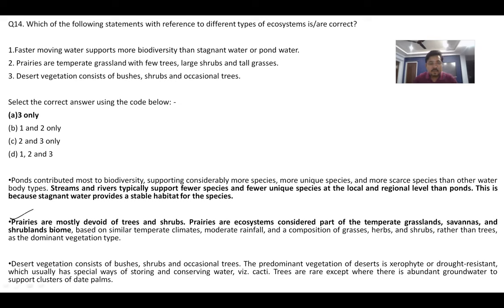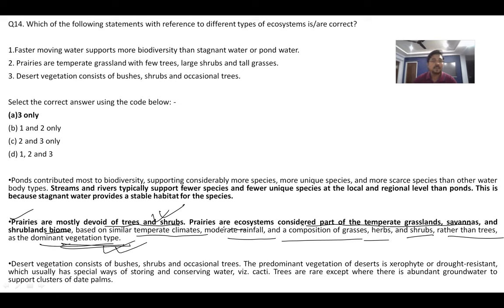Prairies are mostly devoid of trees and shrubs. Okay, prairies are ecosystems considered part of temperate grasslands, savannas and shrublands biome, based on similar temperature climates, moderate rainfall and a composition of grasses, herbs, shrubs rather than trees as dominant vegetation type. So that's why this is wrong.